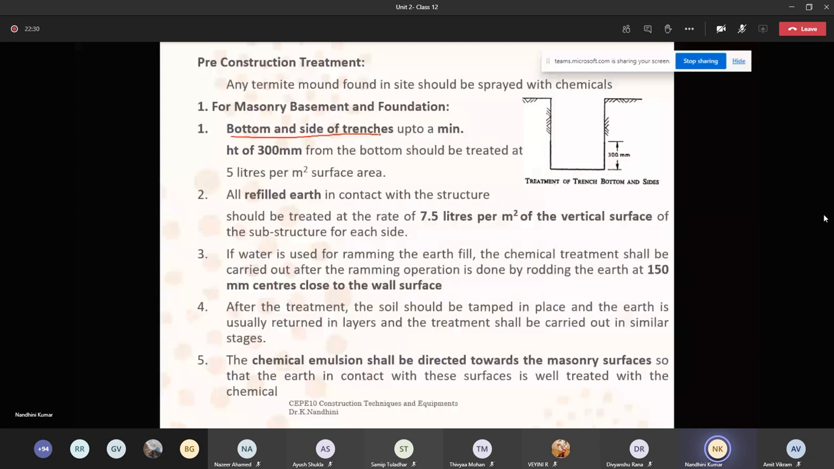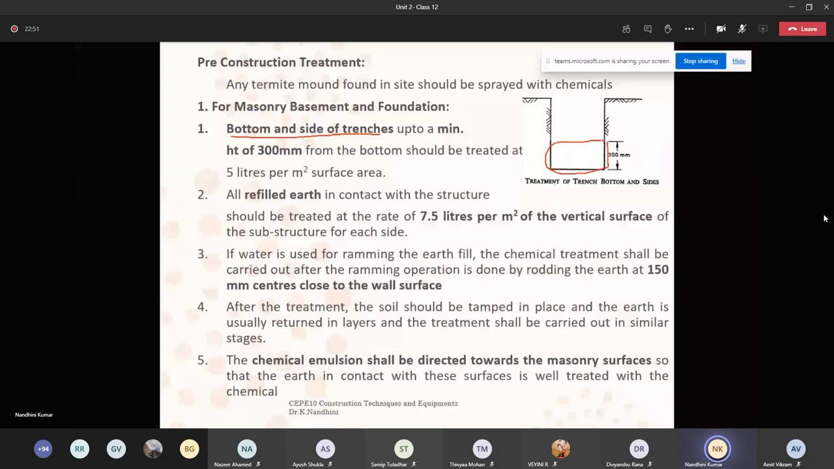A minimum of 300 mm from the bottom should be excavated and treated with 5 liters. From here you are going to excavate 300 mm, and you are going to spray it with the concentrate at 5 liters per square meter of area.